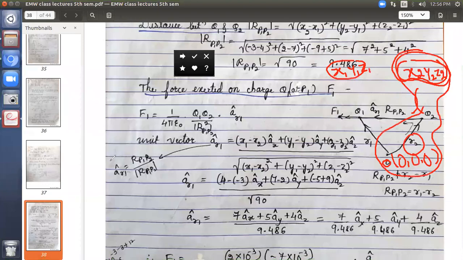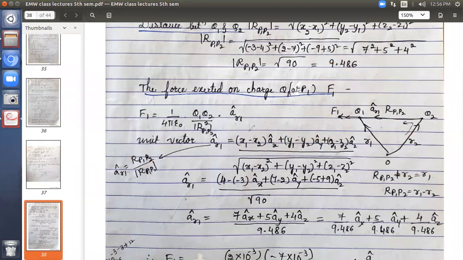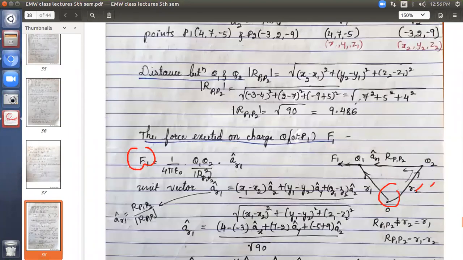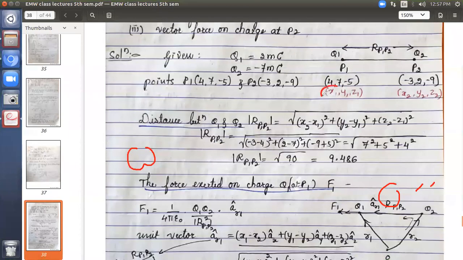In the unit vector, this position vector we need to calculate. For that, I have taken these x1, y1, z1 and x2, y2, z2 points. So if I choose those two points, see here, how to find this position vector. The position vector is R1 minus R2. What are the R1 points? Here I can show you. R1 points are these, that is for charge Q1. For R2, that is Q2, these are the points.